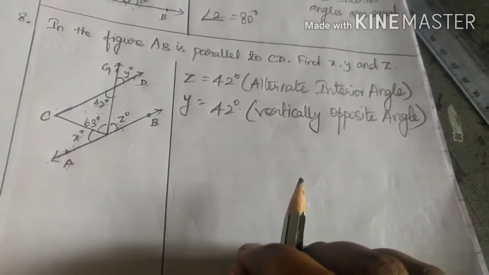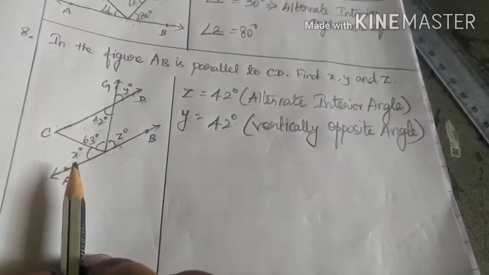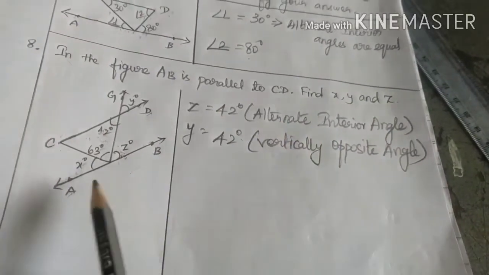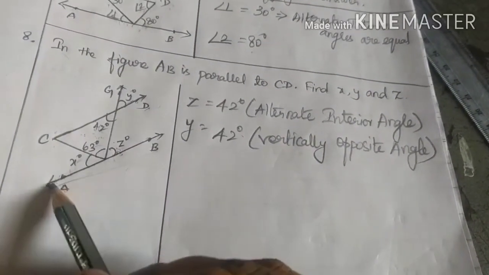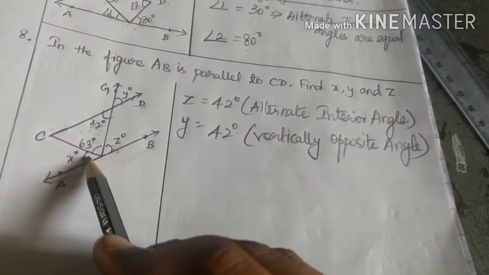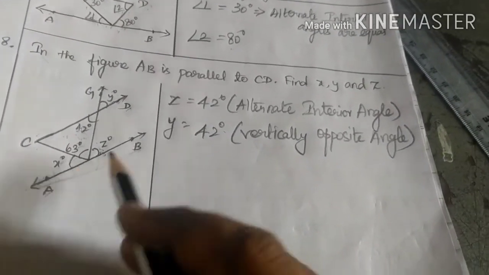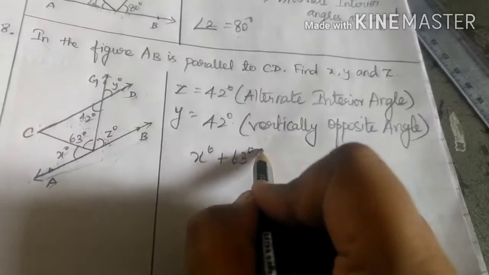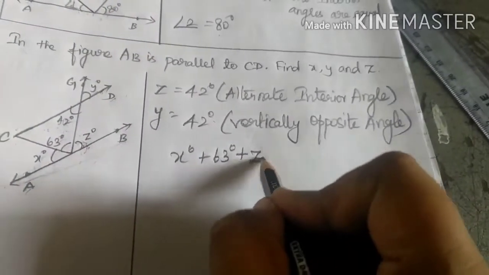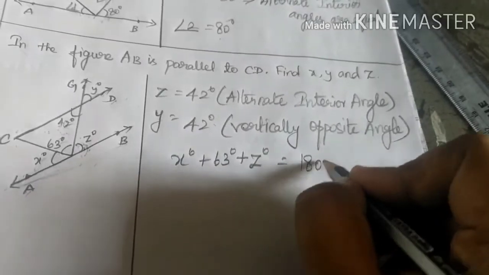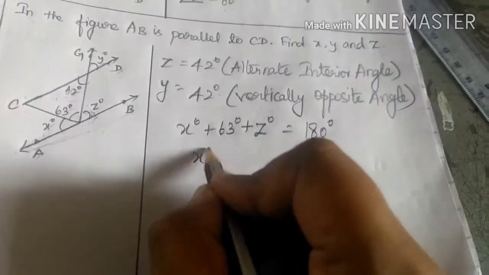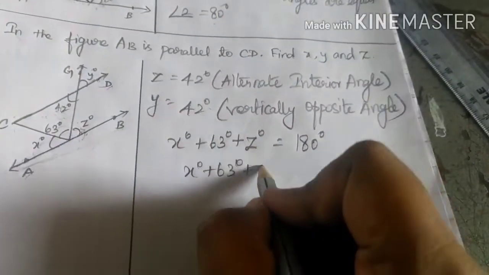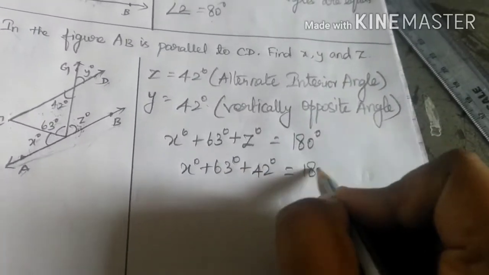Now we are going to find the value for x degree. Okay va. So look at this children, AB is parallel to CD they are given. So this AB line is straight line. It is lying, x degree is lying on the AB line only. Okay va. So x degree plus this 63 degree plus this z degree equal to straight line, no? So we have to give the 180 degree. So x degree plus 63 degree. What is the z degree answer? 42 degree. So 42 degree equal to 180 degree.